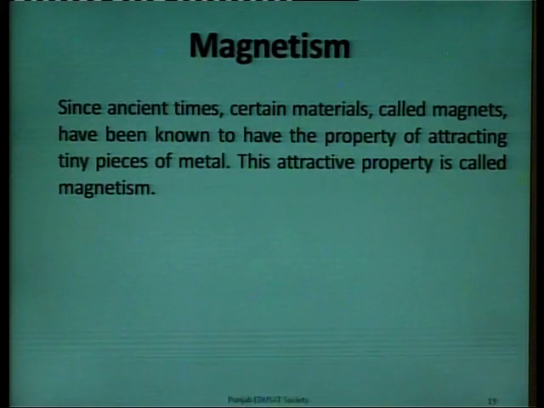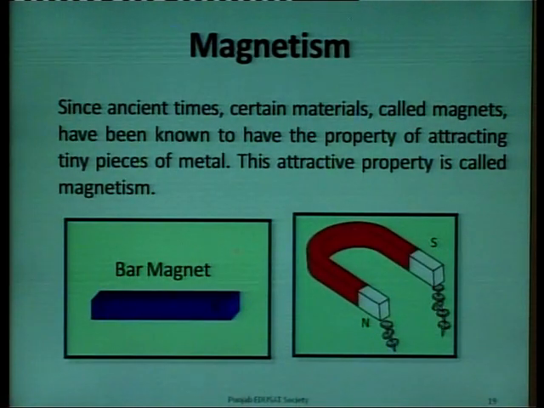So, about magnetism again: since ancient times, certain materials called magnets have been known to have the property of attracting tiny pieces of metal. This attractive property is called magnetism. As we can see, we have two types of magnets. First is the bar magnet and second is the horseshoe magnet.